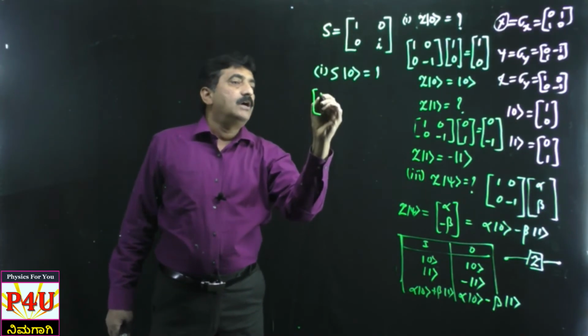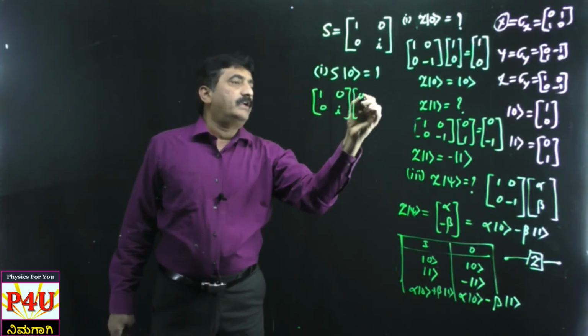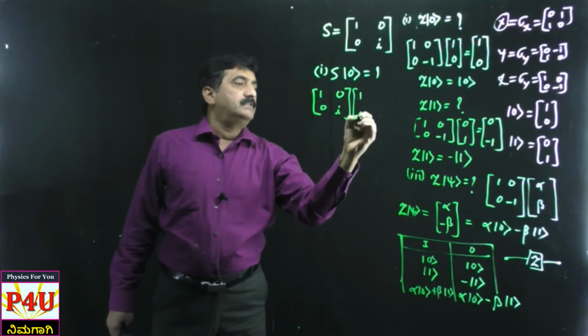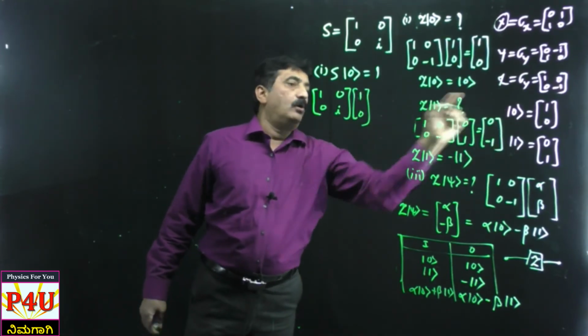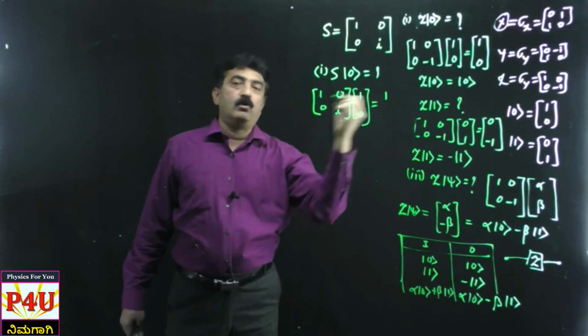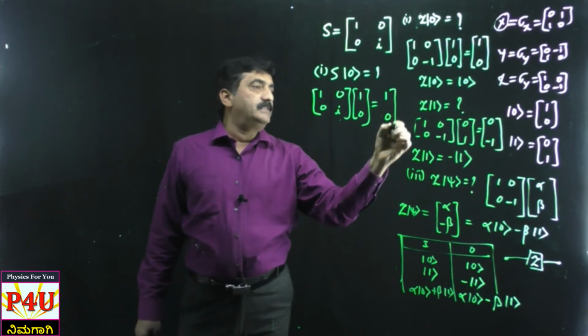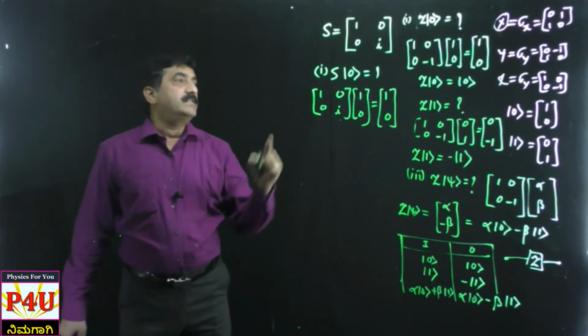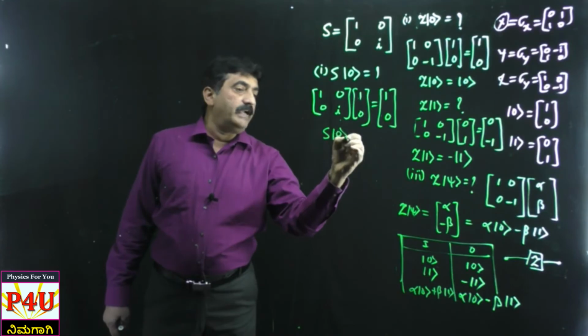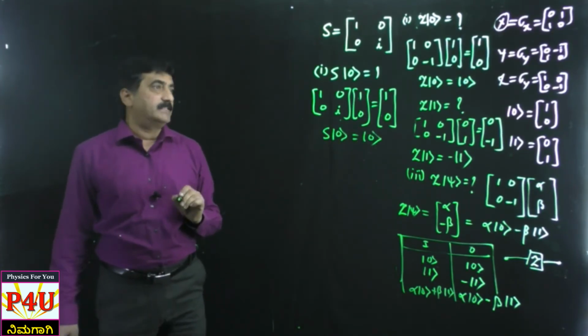Well, I write it as 1 0 0 i into ket 0. Ket 0 means 1 0. This is my ket 0. That is equal to 1 into 1 plus 0 into 0, that is 1, and 0 into 1 plus i into 0, that means 0 only. Means when S operates on ket 0, there is no change in the state. It remains as it is.